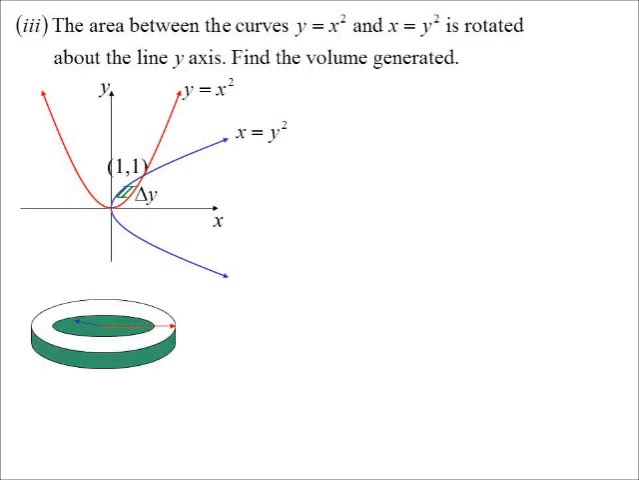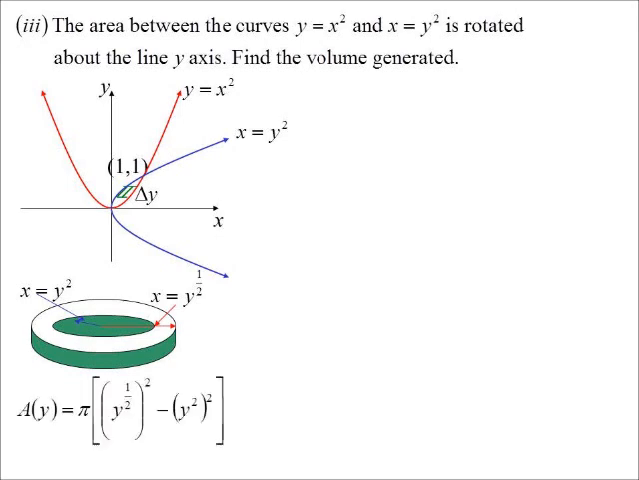I'm going to get a cylinder with a hole in it, or what we call a washer. And if you think of bolts, they have a washer on them, and that's essentially what we've got there. So the thickness is delta y. We've got to work out what is the outside radius. So the top curve would have a radius of, we want it in terms of y, so it'll be y to the power of a half. The bottom curve, the blue one, we know that it's going to be y squared.